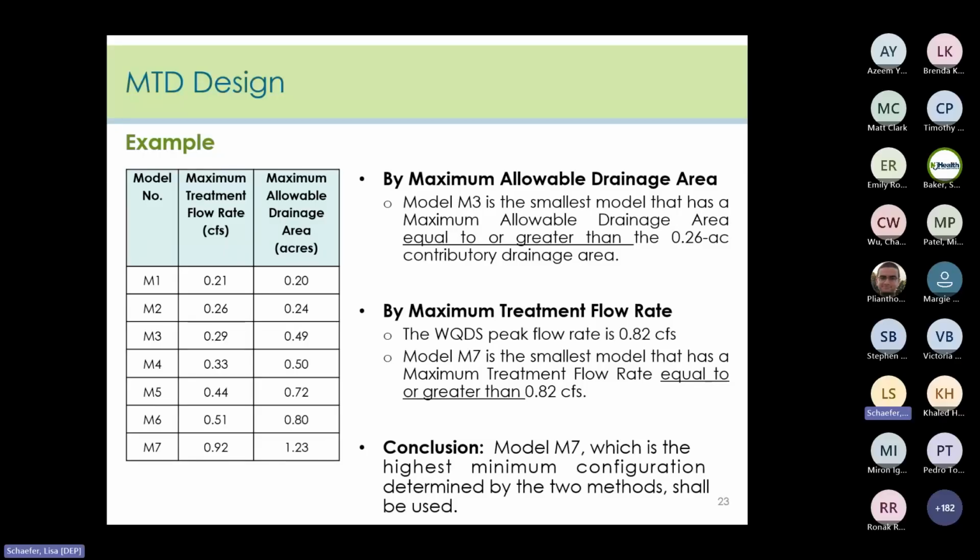The water quality design storm peak flow rate for the motor vehicle surface was calculated to be 0.82 CFS. Only M7 has an MTFR that is greater than the calculated peak flow rate. Therefore, we shall select M7 as it has the highest minimum configuration.